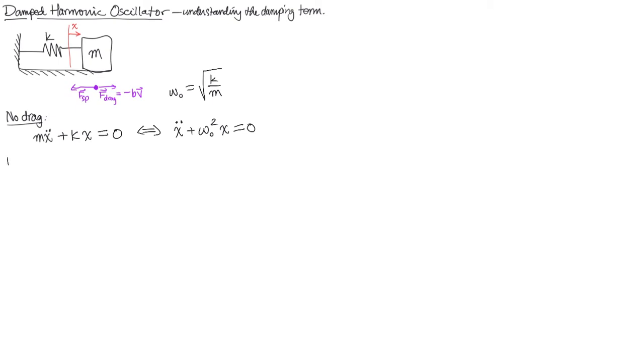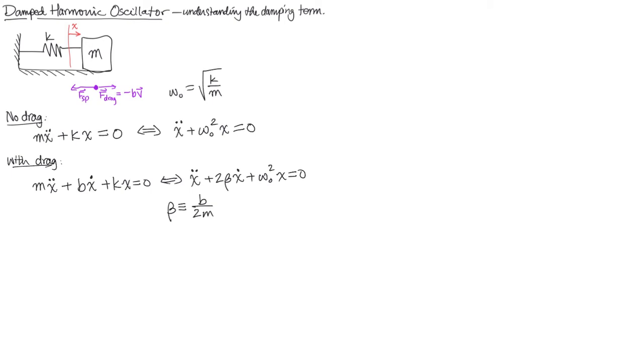But if you have drag, then we have another force in the system, in addition to the spring force. And that additional force is b times v, where we'll write v as x dot. We can re-express this as the following: x double dot plus 2 beta x dot plus omega naught squared x is equal to 0. And here we've defined this term beta to be the drag coefficient b divided by 2m.